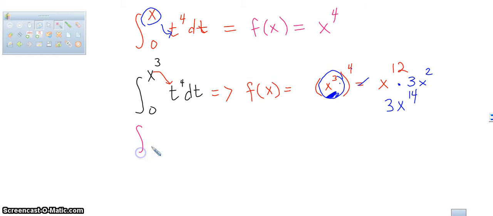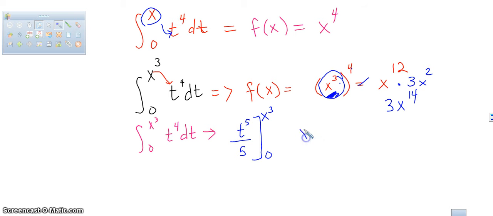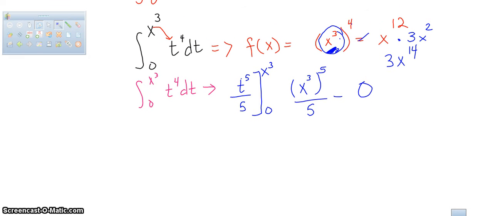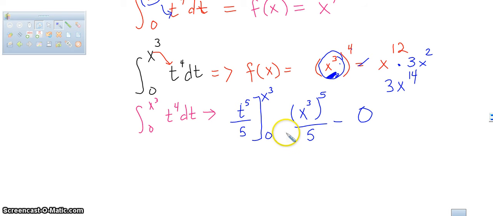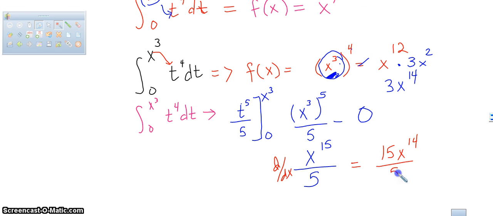And let me show you how that one works really quick. So I'm going 0 to x cubed of t to the 4th dt. We'll integrate, because that's what it says to do. So that gives me t to the 5th over 5. And I'm going to go between 0 and x cubed. So I put x cubed in here, and I get x cubed to the 5th over 5. I put 0 in there, I get 0. The derivative of that's 0, so I'm not going to worry about that. So I'm going to simplify this, and I get x to the 15th over 5. And now what the second fundamental theorem says is I have to take the derivative of that. Well, the derivative of that would be 15x to the 14th over 5, which is 3x to the 14th. So that's the second fundamental theorem of calculus.